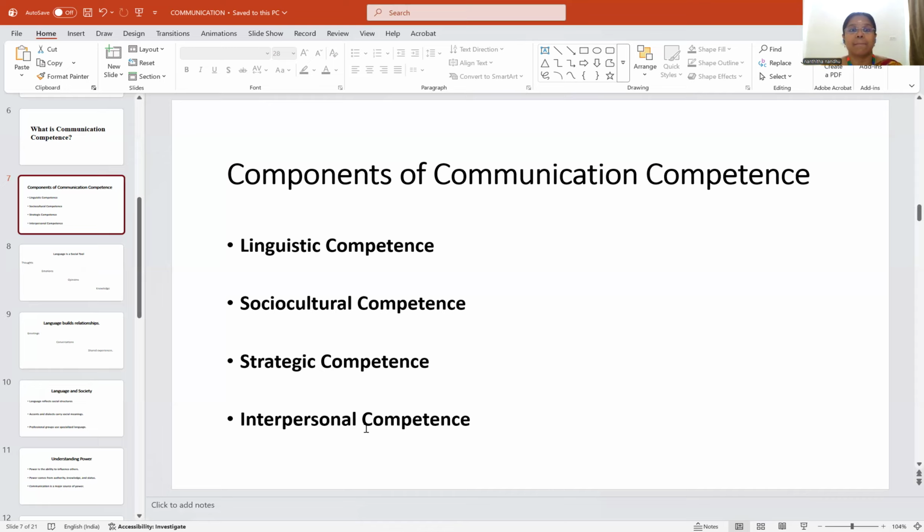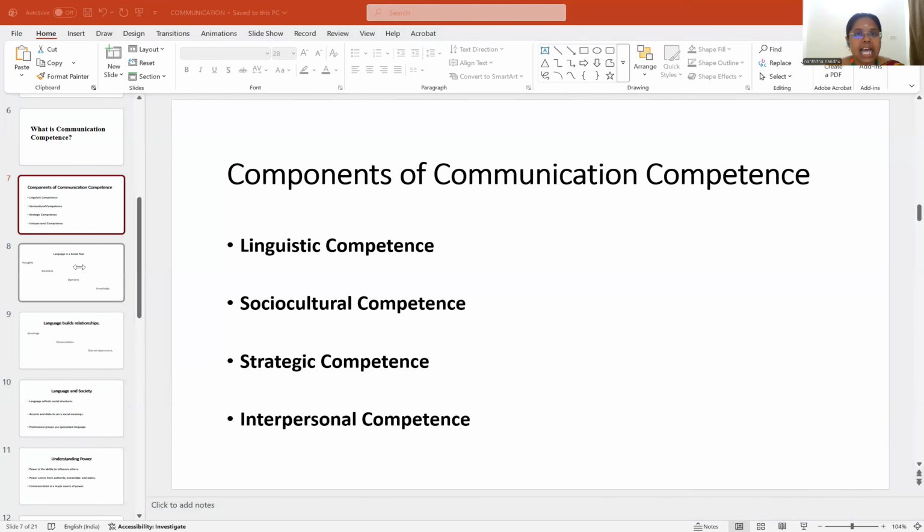Next, interpersonal competence. According to me, this is the most important competence in proper and effective communication. Why? Because this involves empathy, active listening, and relationship management. It enables productive interactions and mutual understanding. Such mutual understanding between the speaker and the listener is much more important, because the information conveyed is not a one-way process, it is two-way communication. Therefore, we need proper mutual understanding for the information to be interpreted in the right way.